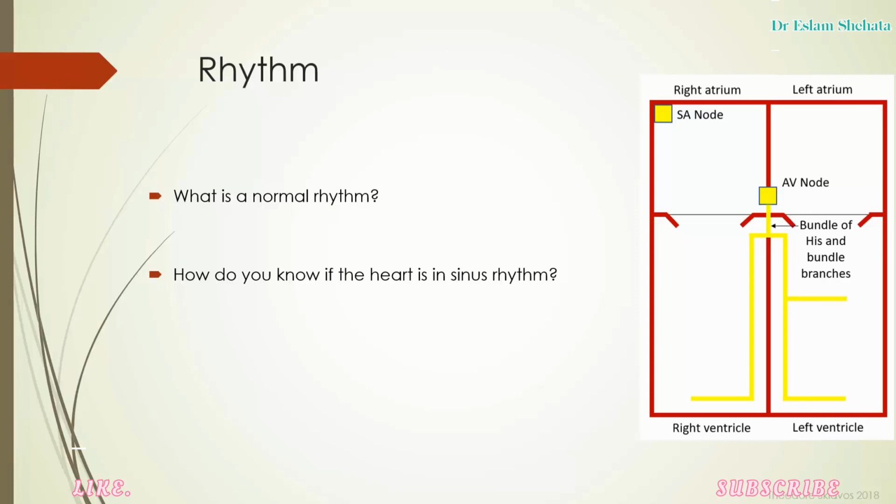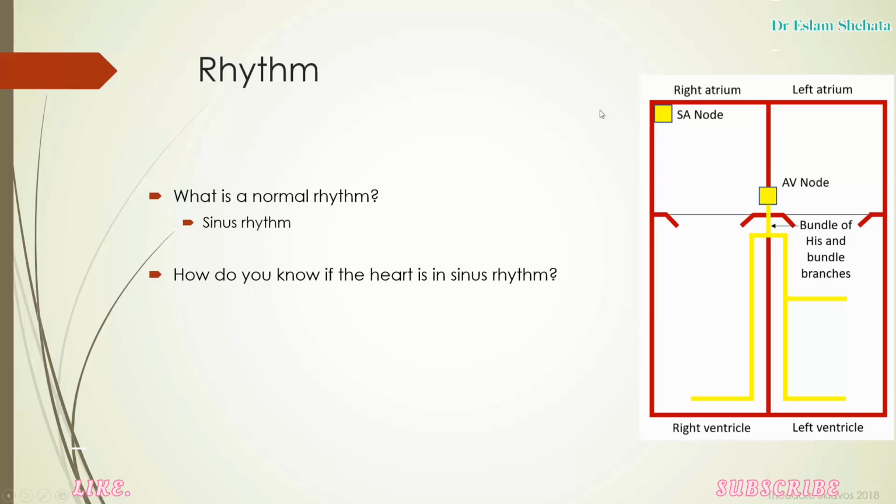Okay, so what is a normal rhythm? I'm sure you all know this, it's sinus rhythm. But how do you know if the heart is in sinus rhythm? Now, most medical students seem to tell me some variant of every P wave needs to be followed by a QRS complex, or it has to be regular. Neither of those things actually have to be true for it to be sinus rhythm.